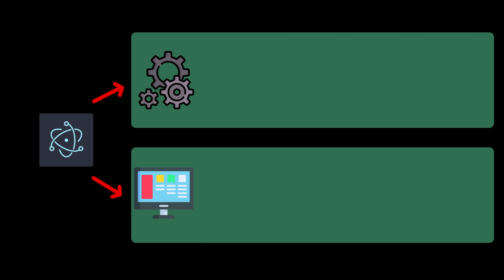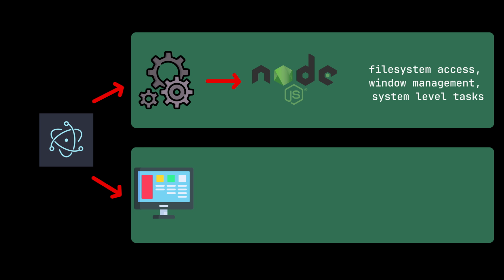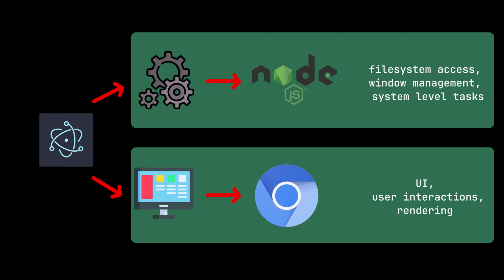Now let me give some brief context to what Electron actually is. Basically, Electron apps have two different parts, a backend and a front end. The backend runs in Node.js and handles file system access, window management, and system level tasks. Think of this as the server side of your desktop app. The front end is basically just a web page running in Chromium. It handles the UI, user interactions, and rendering.